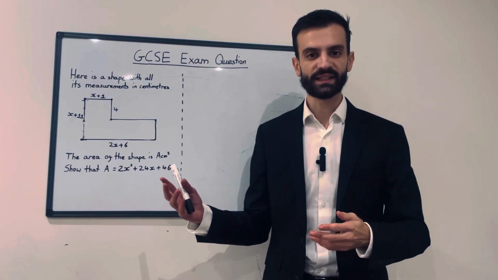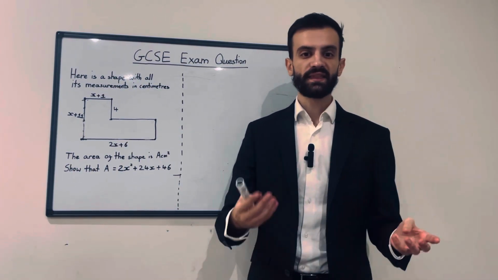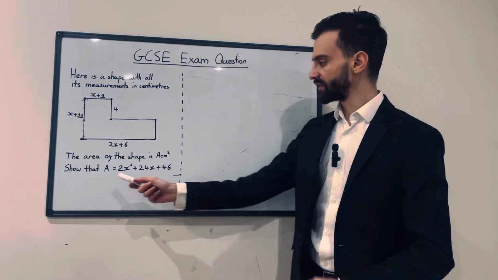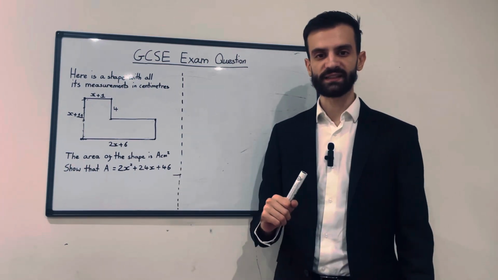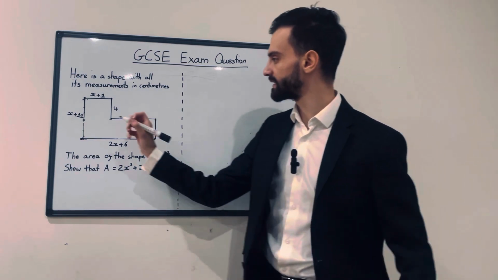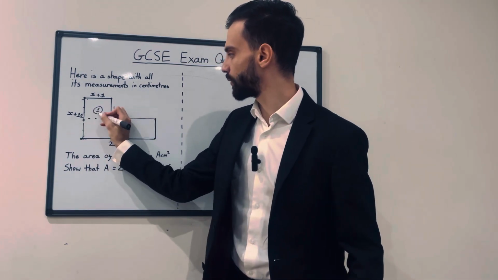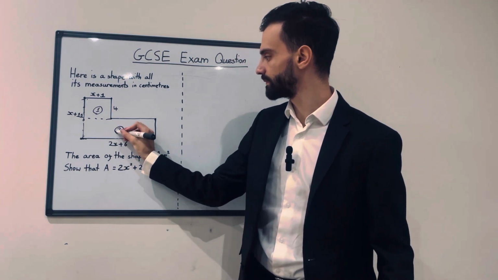Over here we have a shape and we're going to attempt to find out its total area. At the end, once we find its area, we should be left with this expression over here. To figure out its area, we're going to split it up into two pieces, just like this, and we're going to label this number 1 and this number 2.